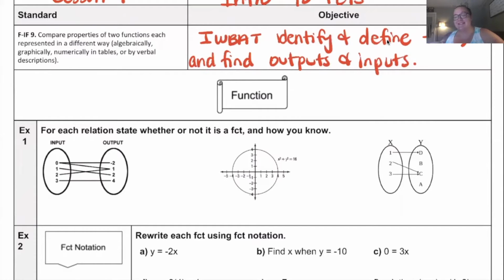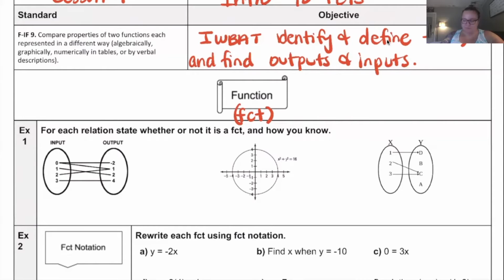So FCTS is short for functions. From now on, you're going to see either FCTS or just FCT, and that's short for function, shorthand, right? I'm going to write that in place of the word function from now on, so we don't have to keep writing out the same word over and over again.